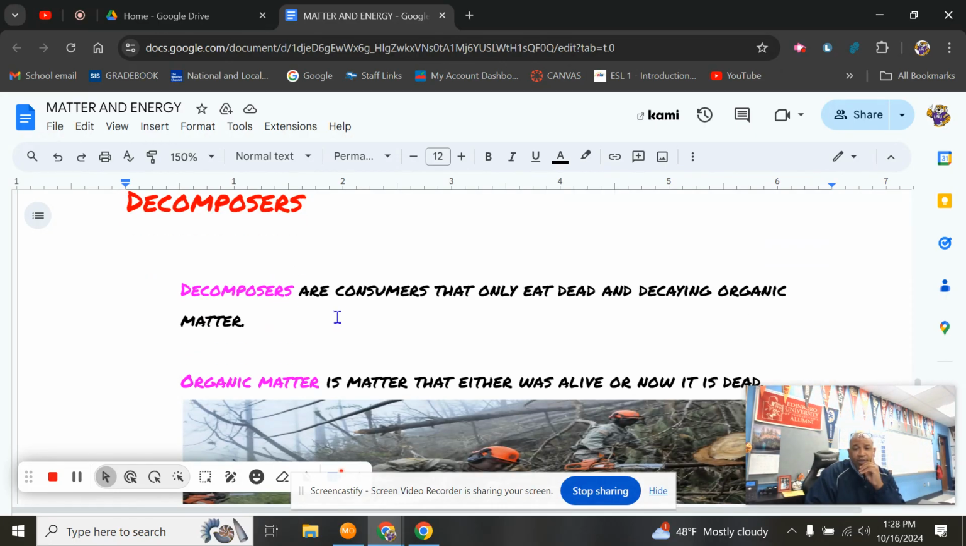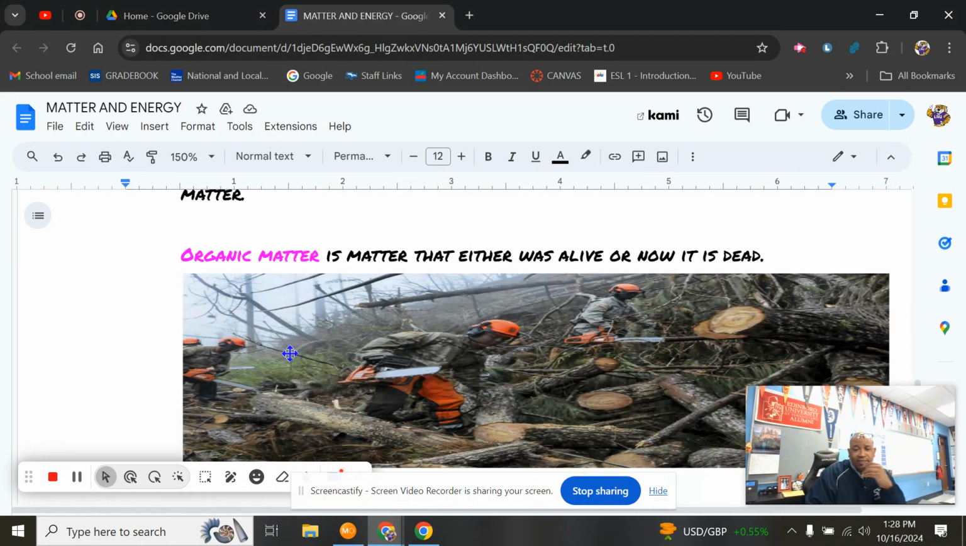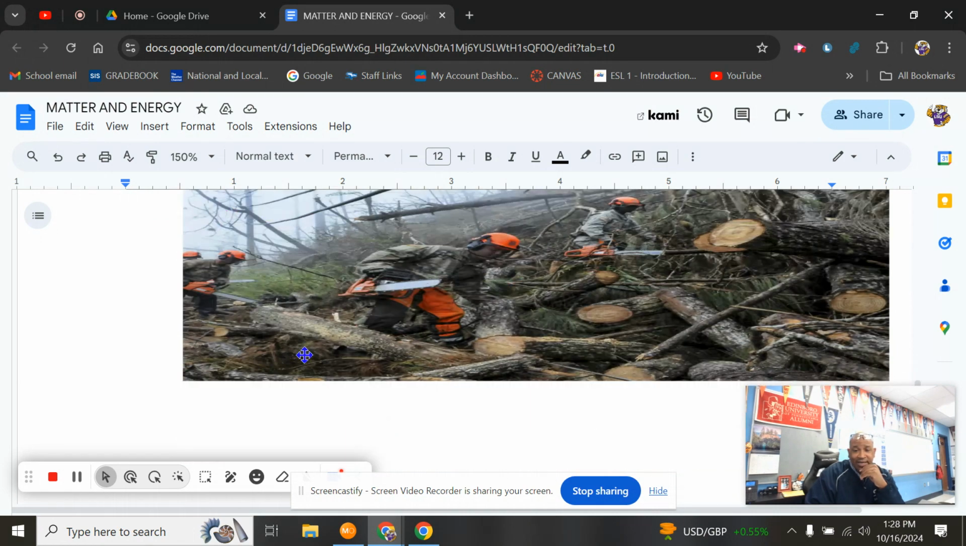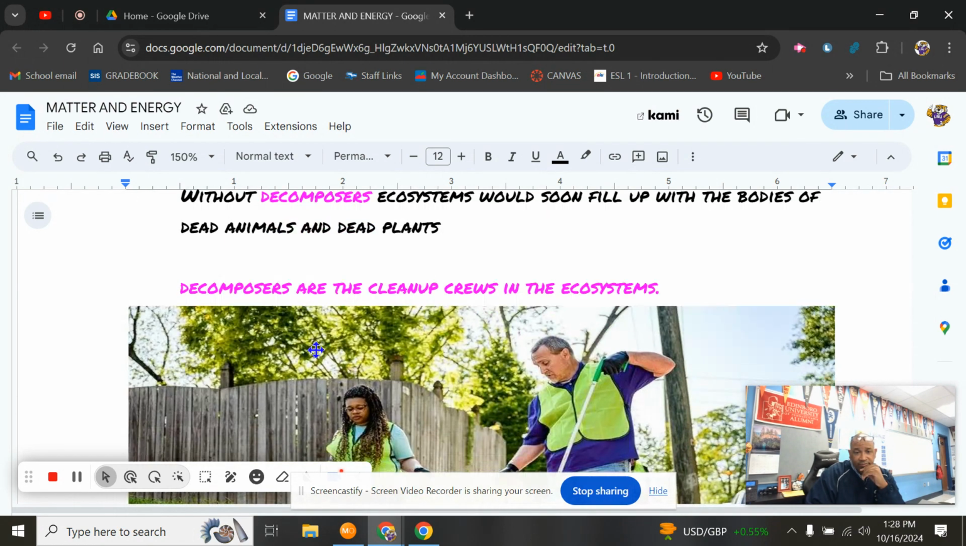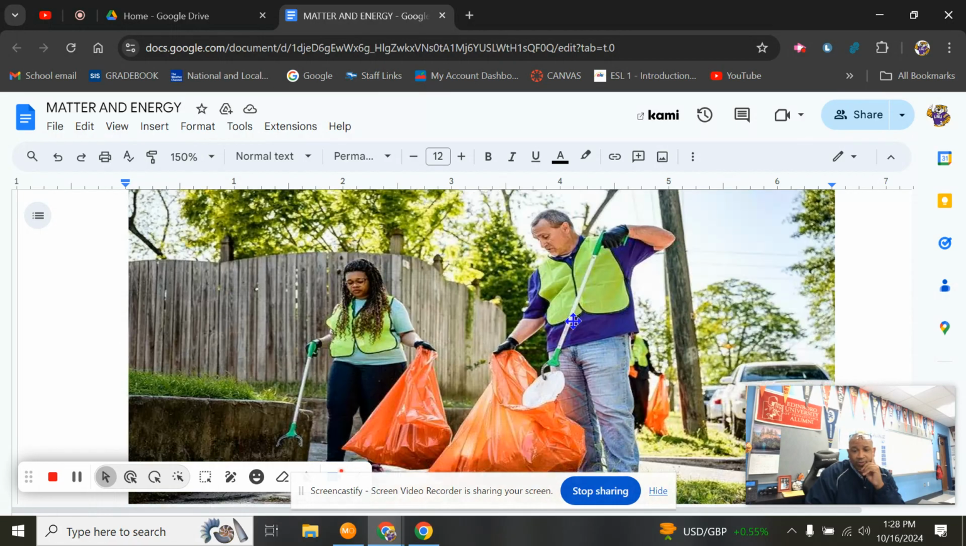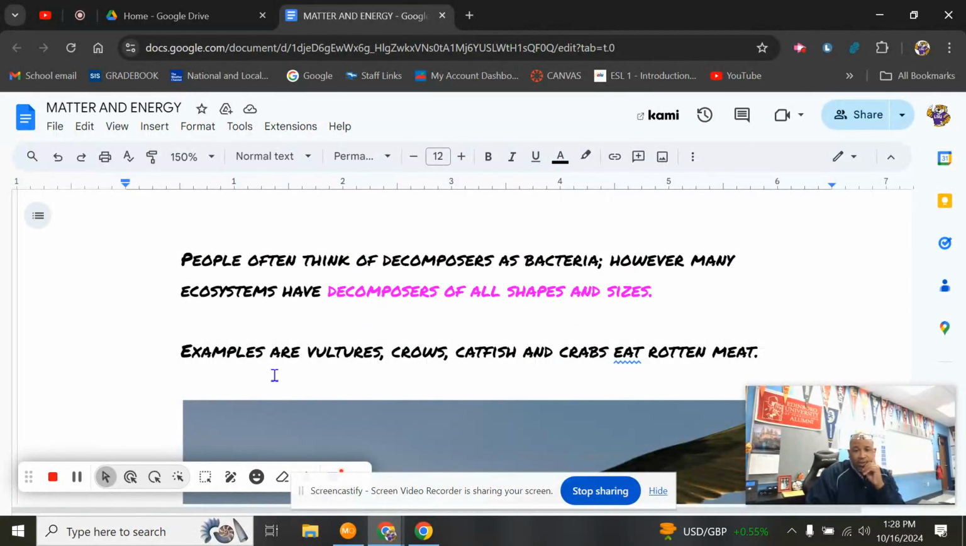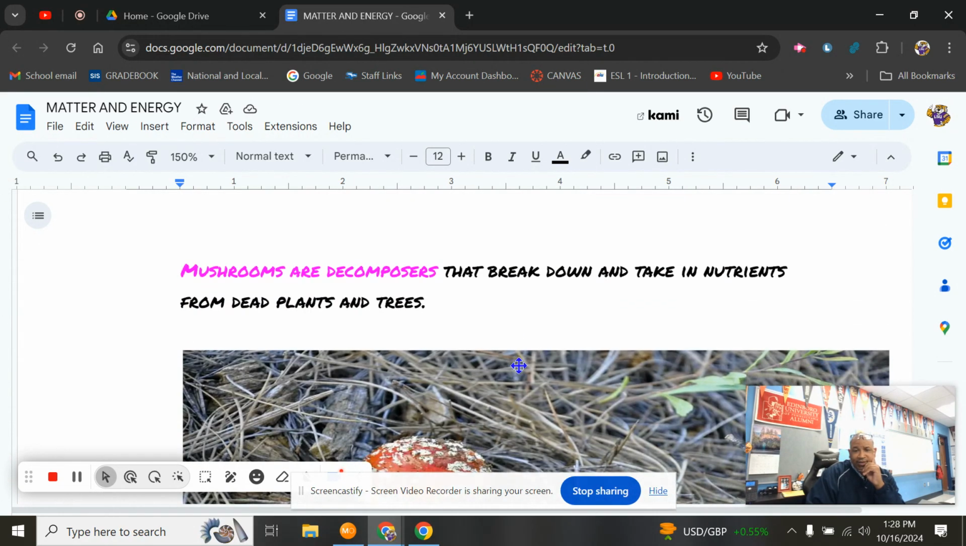Decomposers are consumers that only eat dead animals or decaying organic matter. Organic matter is anything that was once alive that is now dead. Decomposers are the cleanup crews in the ecosystem. Examples of decomposers are vultures, crows, catfish, crabs. Those are some examples right there.